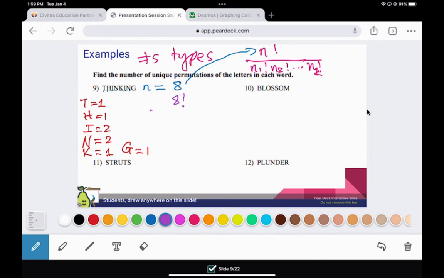8 factorial over, in here, I'm just going to list every single thing that I have. So the one that I listed here is 1 factorial. I go to the H, which is another 1 factorial. Then I go to I, which is 2 factorial. Then I go to N, which is 2 factorial. K, make the line a little bit longer, and then G, which is 1. Okay, so that's how I set it up for this problem. This is a little different than what we did yesterday. Any questions so far on how I got those numbers? Are we okay with how I got those numbers?